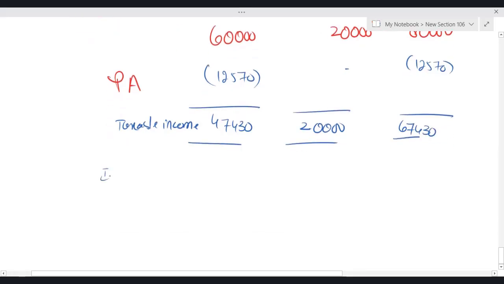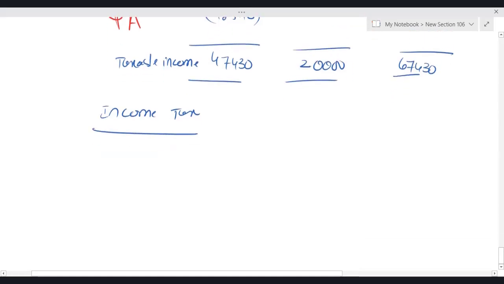Now let's calculate income tax. Never forget the sequence of calculating income tax. First, we apply the tax rate on non-saving income. Second, we go on saving income. And finally, we apply tax rate on dividend income, which we have not discussed. We will discuss, don't worry at all. And first, you have to utilize the basic rate band, after that, high rate band.